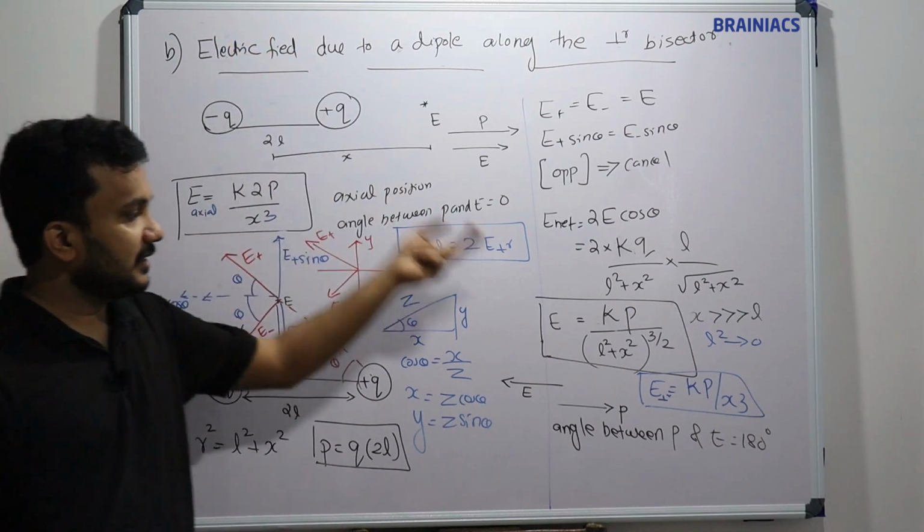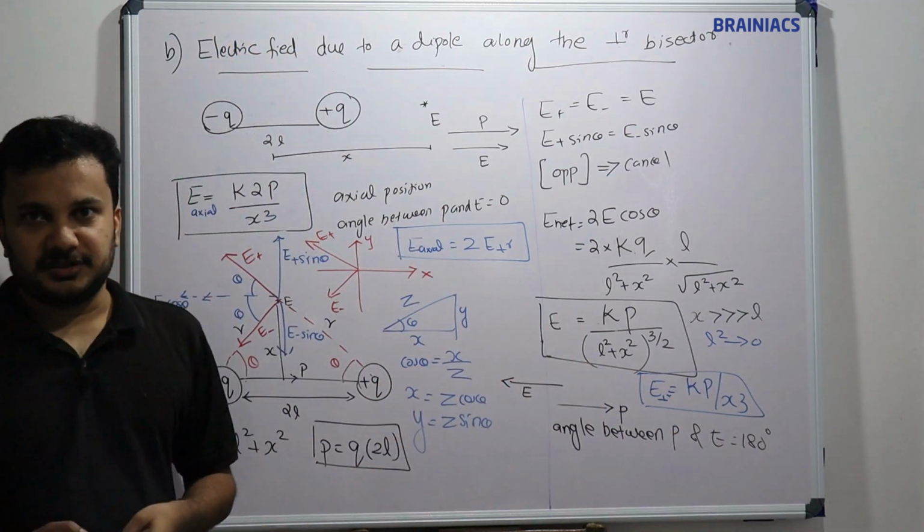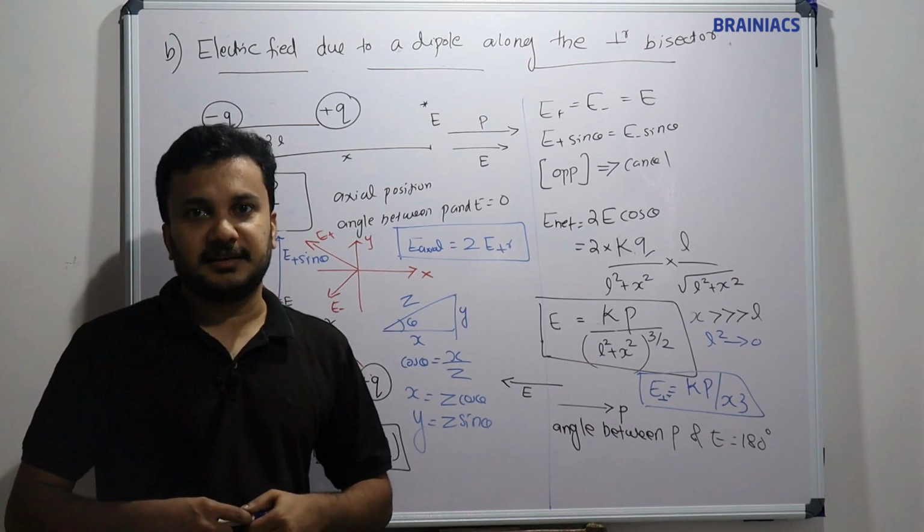Along the perpendicular bisector, P and E are in opposite direction, which is making 180 degrees.